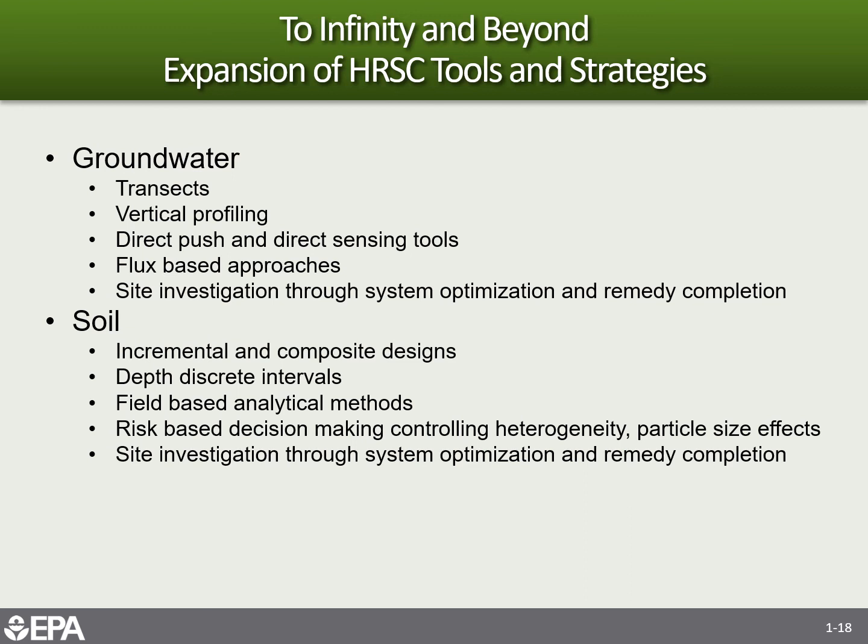using those same tools. And on the soil side, we can do something very similar, deploying our incremental and compositing designs, looking at depth discrete intervals in consultation with our risk assessors, using our field-based analytical methods to control heterogeneity and particle size effects and improve our risk-based decision making and guide us through that same investigation through remedy optimization. So thanks.